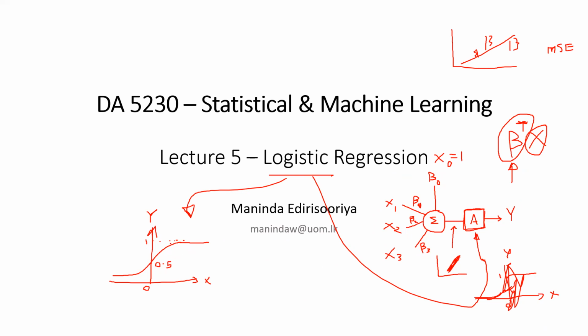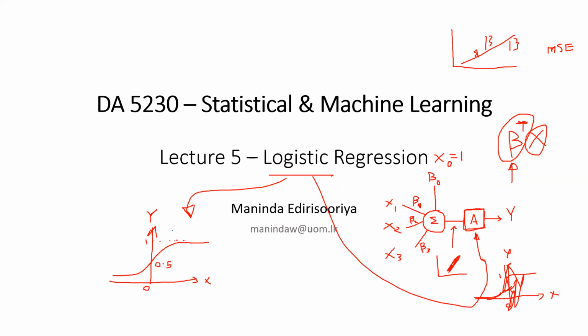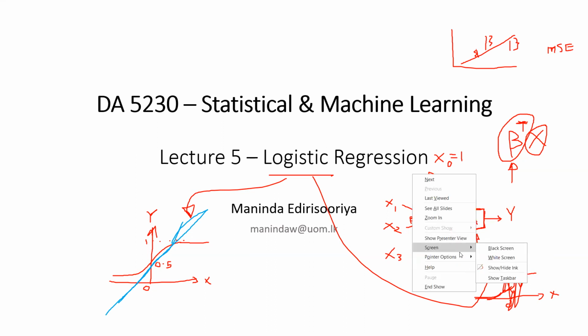You can see, in the earlier case, it was a straight line. But once we have applied this sigmoid function, the logistic function, the values of y will lie between 0 and 1. Why we are doing it and how we come to this solution, we are going to learn in today's lesson. So don't worry about what we are going to do here.